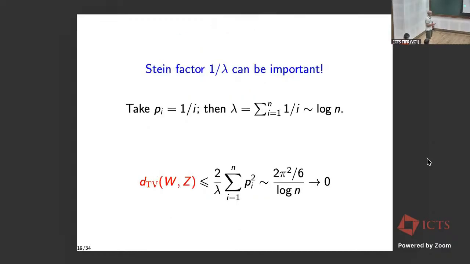For example, you take p_i to be 1 over i. Lambda will be the sum of 1 over i, and that scales like log n. So the lambda in this case diverges. And you evaluate the bound, you get 2 over lambda. The sum of p_i squared, of course, just becomes the Riemann zeta function evaluated at 2. That gives you some factor divided by log n, and that converges to 0, although the maximum doesn't go to 0.